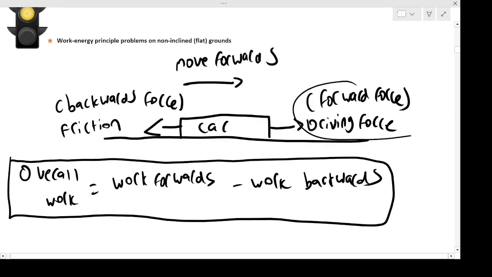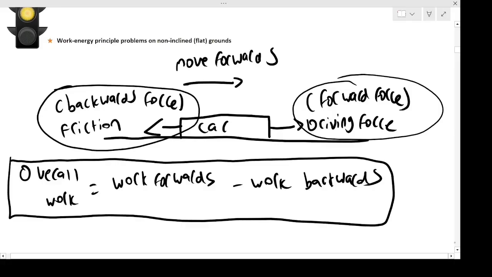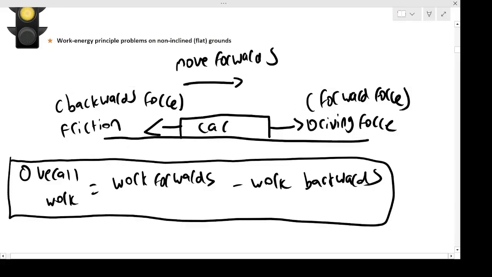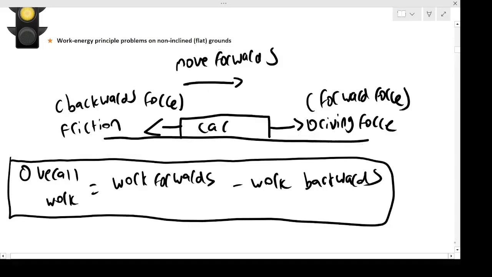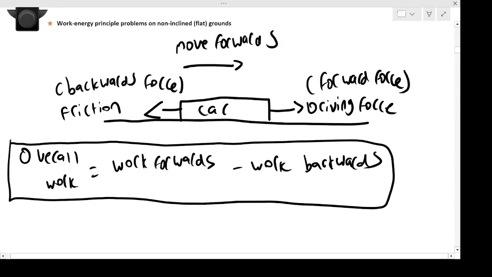if we take away the work done from the backward force from the work done from the forward force, then we get the overall work at the end. Okay, that makes sense. And ultimately, as you can see, the car moves forward. That's because the work done from the driving force moving it forward has to be bigger, in order to overcome the work from the friction slowing it down. Hopefully that made sense, and hopefully you're with me with this. Now, why do I mention this? Well, this plays into this work energy principle.